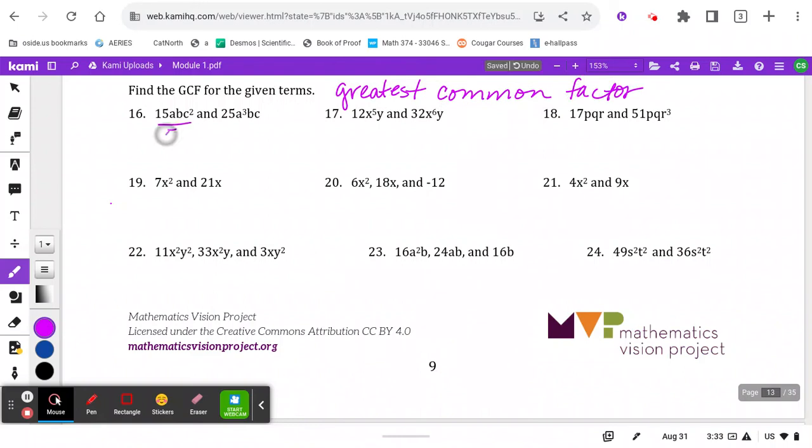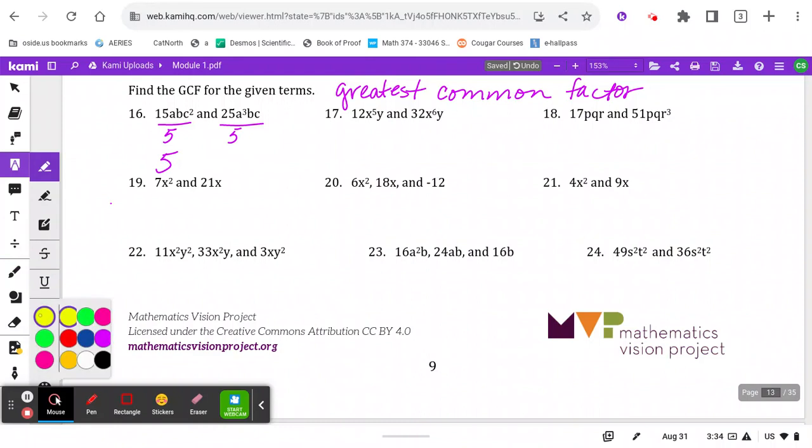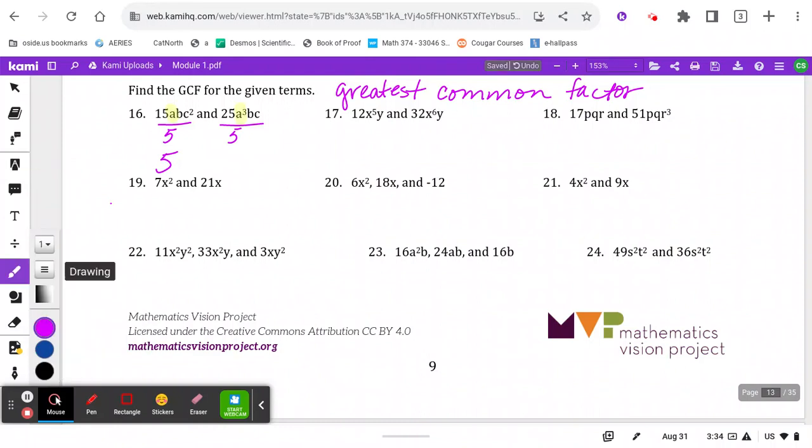So, for example, we see that a 5 goes into 15 and a 5 goes into 25. So, part of my greatest common factor is 5. Also note that I have one A here and three A's here. So I have one A in common. Here I've got a B and a B, so there's one B in common. Here I have one C and two C's, so there's at least one C in common.